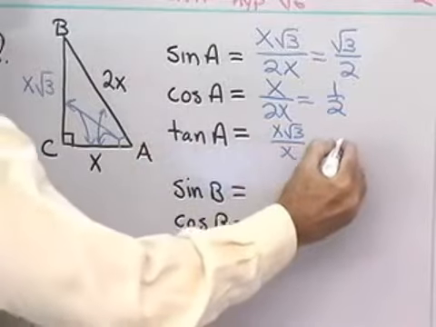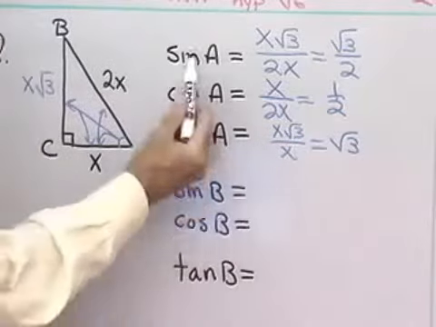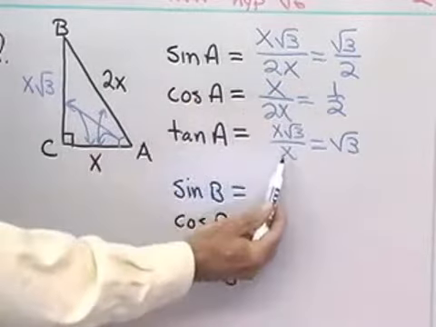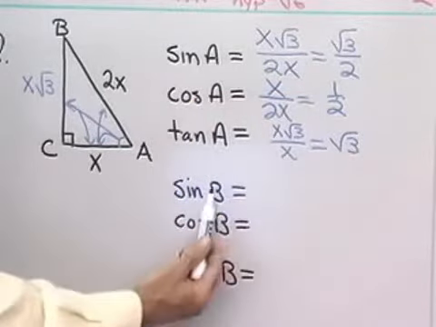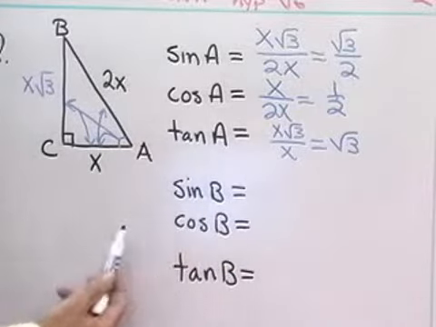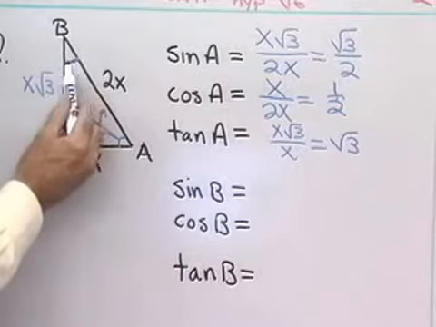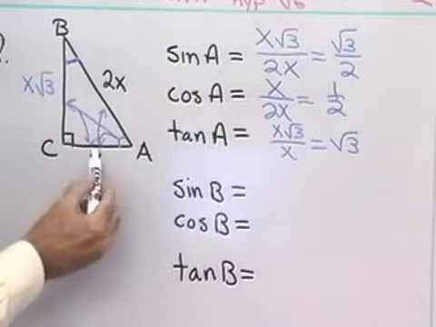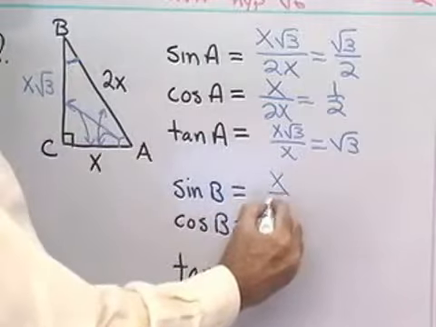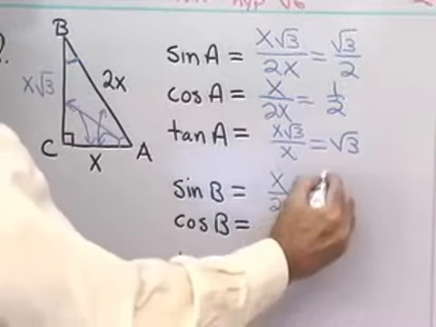And so I just end up with square root 3. So sine, cosine, and tangent of angle A, just using my basic definition that I have memorized. Now let's go to angle B, because it's also an acute angle, and find the sine of B. The sine of angle B will be the side adjacent to B, which is x divided by the hypotenuse, 2x. So it's x divided by 2x, and that comes out to be 1/2.